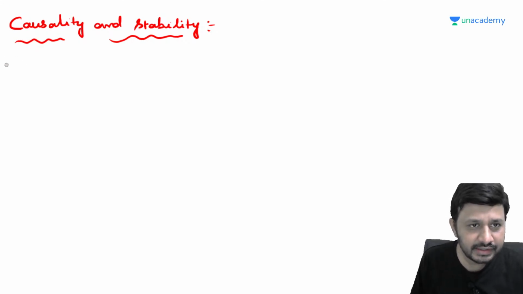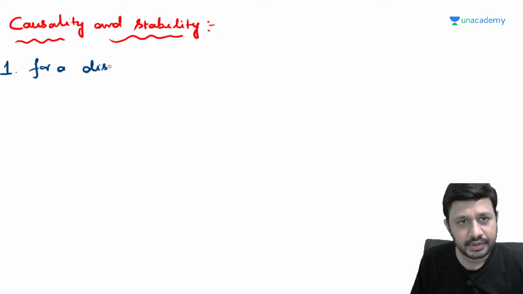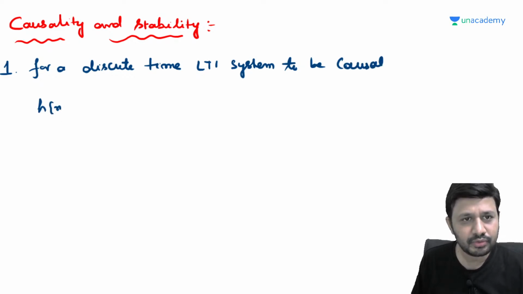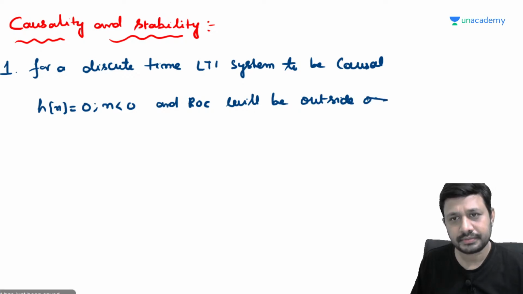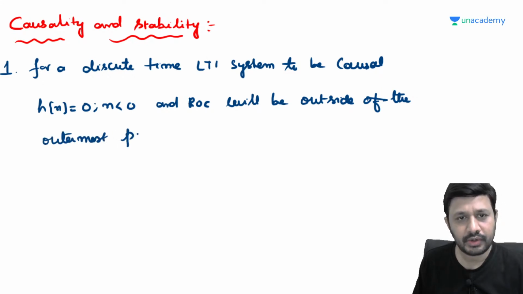The first condition is like this. For a discrete time LTI system to be causal, what do you know from LTI systems? Its impulse response must be 0 for n less than 0. And for such kind of impulse response, in terms of the Z transform, the ROC will be outside of the outermost pole, including infinity.